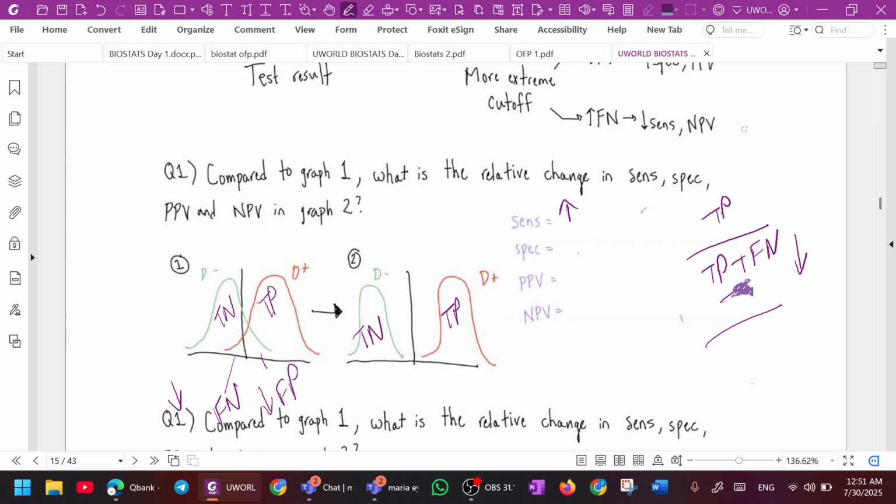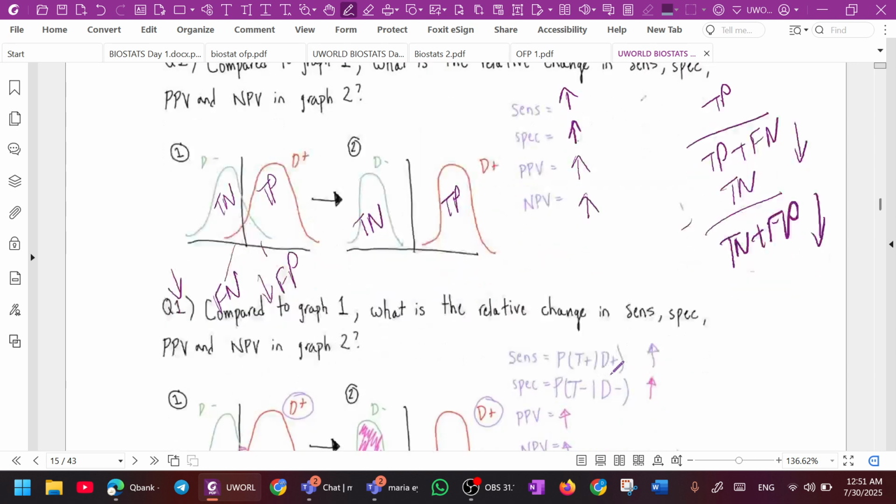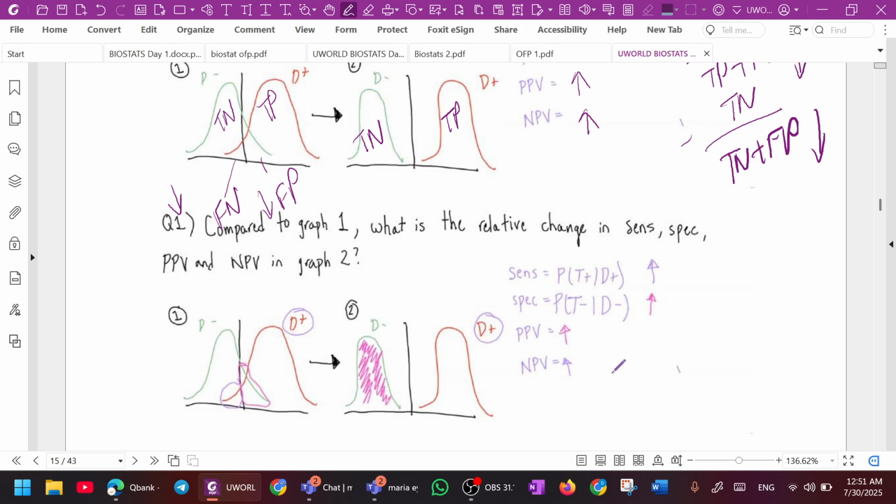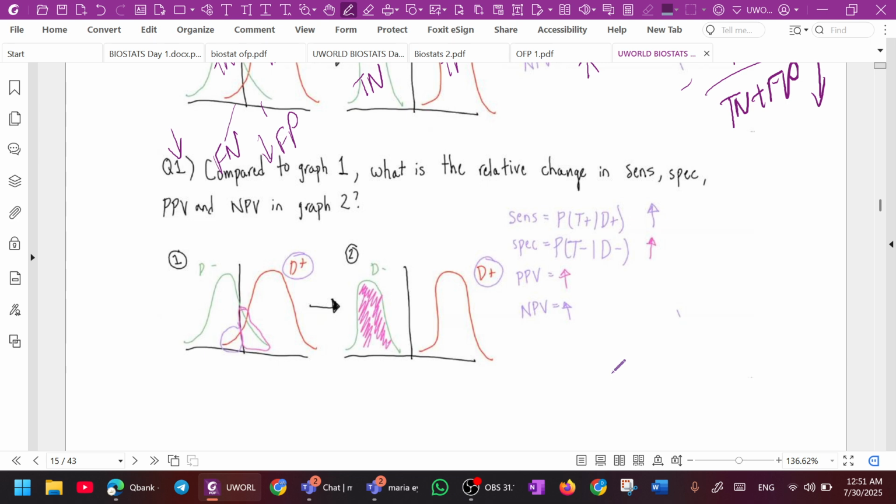Sensitivity up. In the case of specificity, as false positive is going down, specificity will go up. PPV and NPV also go up, both. They all go up. You are right, they all go up. I think you got those ones.